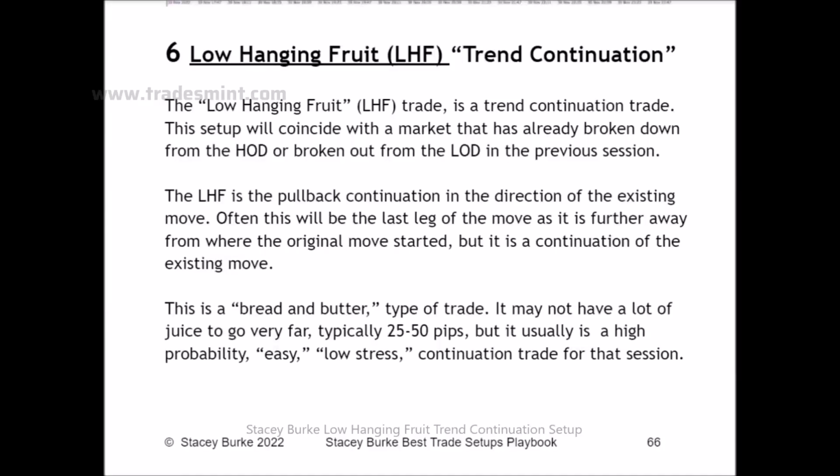In this module, traders, we're going to be talking about the low-hanging fruit trend continuation trade. So the low-hanging fruit trade is what I consider to be sort of the bread and butter trade. It's the market's already moved.